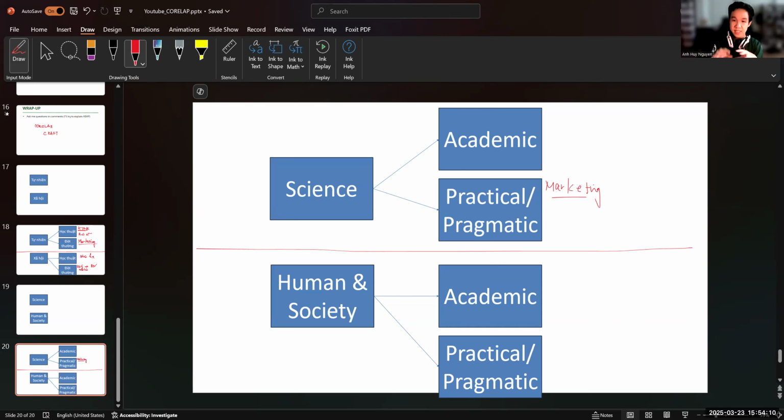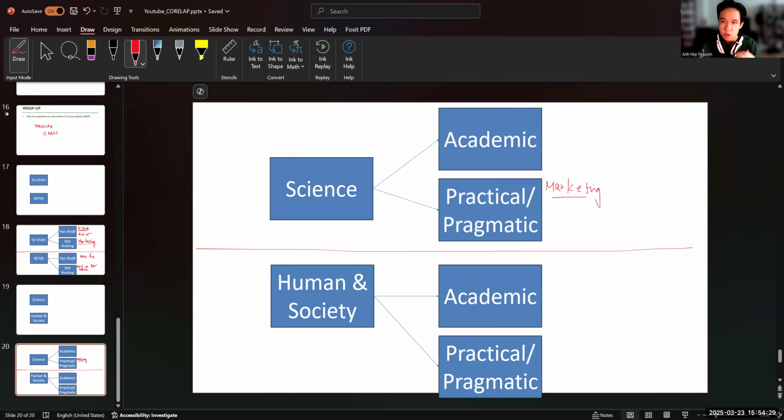I don't say that the major is easy to learn. No, it's easy for us to imagine what we do in this major. Okay, so for a practical and pragmatic major, it's easy for you to understand what you will do in the major.